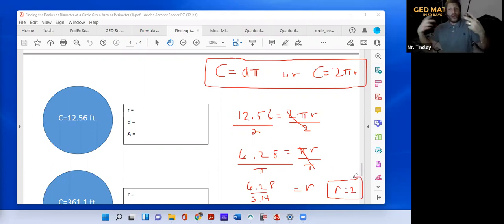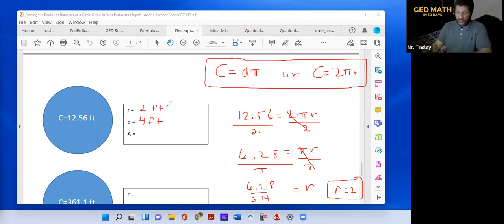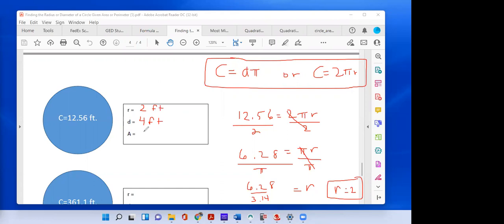Does everybody understand where Darlene started? What she did was, since we were given a circumference, that's the formula she used. And then she plugged in what's given. So she plugged in the circumference, and then she solved for r. So r is equal to 2 feet. Okay, if we know the radius is 2 feet, what's the diameter? The radius is 2, so the diameter is 2 times that, so it's 4. Right, 4 feet. If we know the radius is 2 feet, how do we find the area? You find the area.